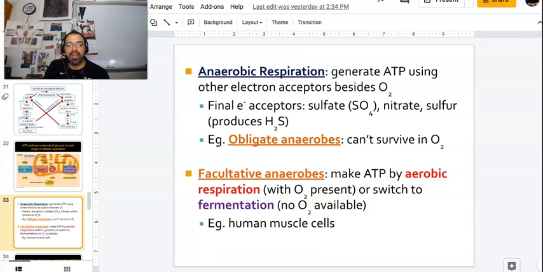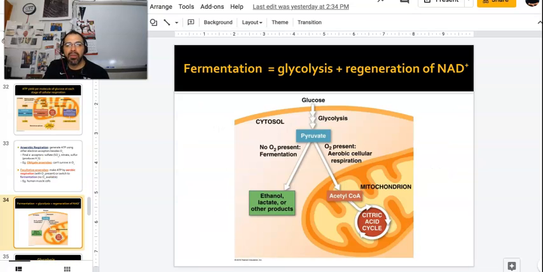So anaerobic respiration generates ATP using other electron acceptors besides O2. You can use things like sulfate, nitrate, sulfur, right? But obligate anaerobes cannot survive on oxygen, so they cannot use oxygen. Facultative anaerobes, right? Muscle cells will sometimes have the ability to go in between aerobic respiration and fermentation, and E. coli are also facultative. So there's fermentation.